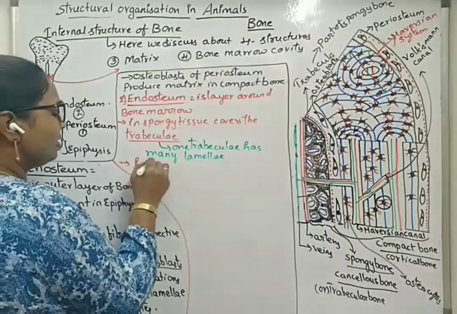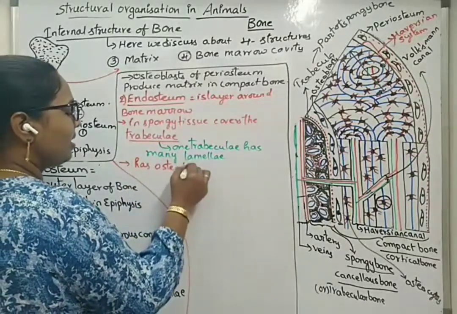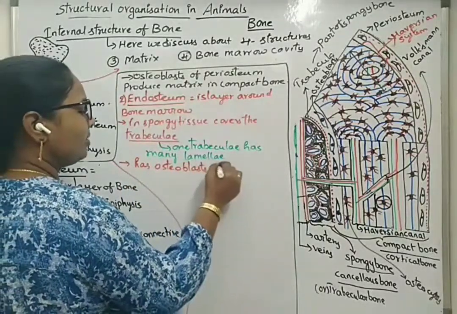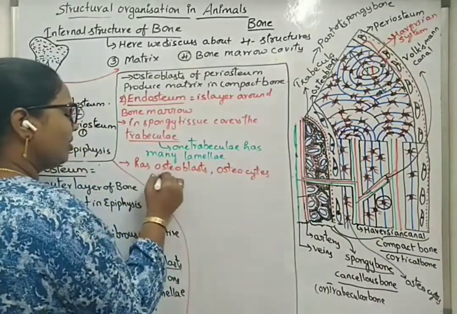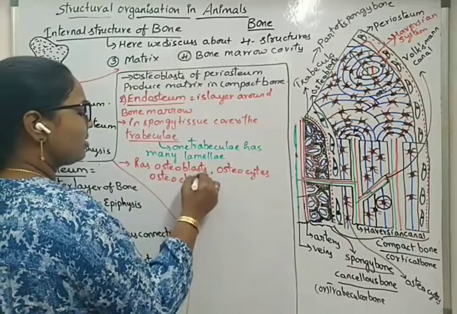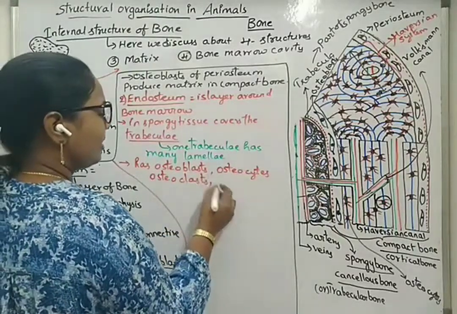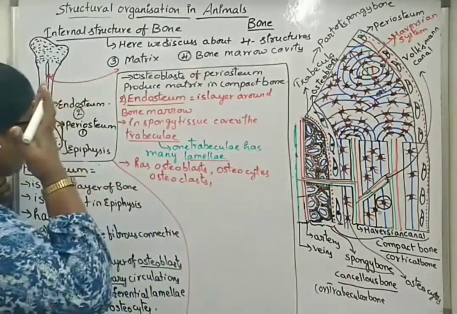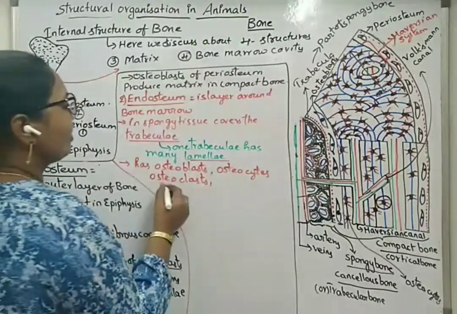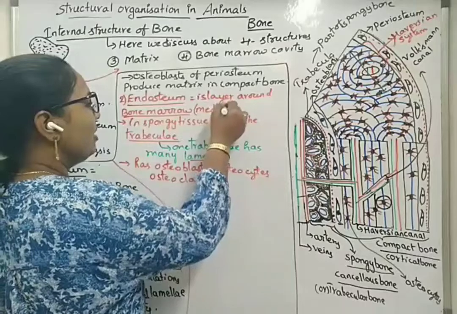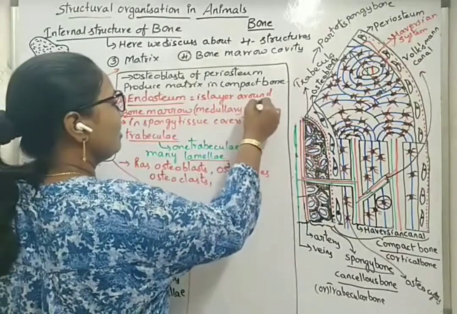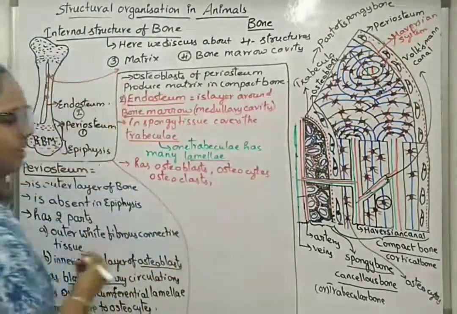Endosteum has osteoblasts, osteocytes, osteoclasts. Next, lamella is also present, that we have given here. Okay. Now, bone marrow is also called medullary cavity.